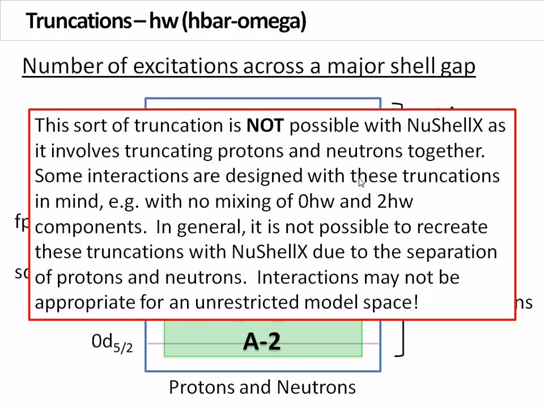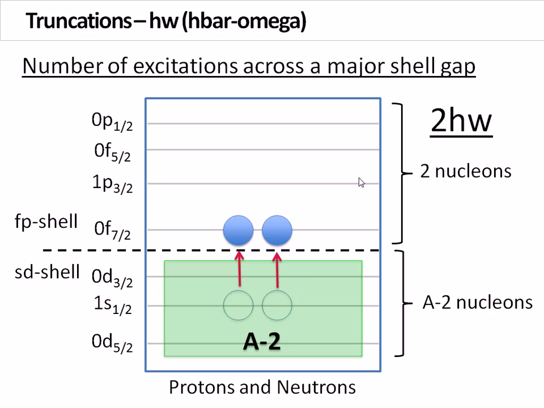But unfortunately, this is the sort of thing that you can't do with NuShellX, because this relies on the fact that you've got protons and neutrons being treated on a similar basis. So when I say 2ħω exciting two nucleons, these could be protons and neutrons, they could both be neutrons, or they could both be protons. Depending on what you're calculating, maybe you'd expect them to be neutrons, and maybe you'd expect them to be protons. But this sort of truncation is agnostic with respect to the sort of nucleons that they are. But because NuShellX is treating those protons and neutrons separately, there's no way to do this sort of truncation. No way to truncate both protons and neutrons at the same time.